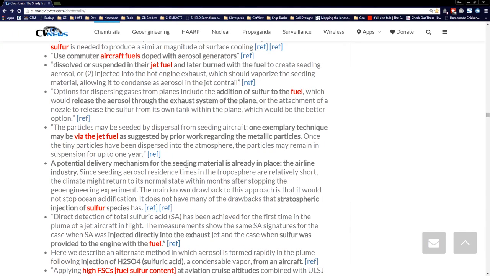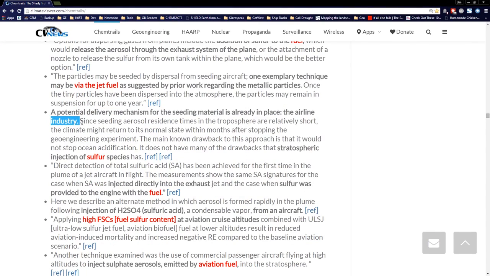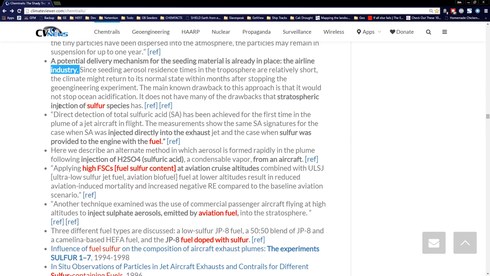A potential delivery mechanism for seeding material is already in place. The airline industry. Stratospheric injection of sulfur species. Injected sulfuric acid was injected. Let me read this whole one. Direct detection of total sulfuric acid has been achieved for the first time in a plume of jet aircraft in flight. The measurements show the same sulfuric acid signatures as for the case when sulfuric acid was injected directly into the exhaust of the jet. And the case was sulfur was provided to the engine with the fuel.